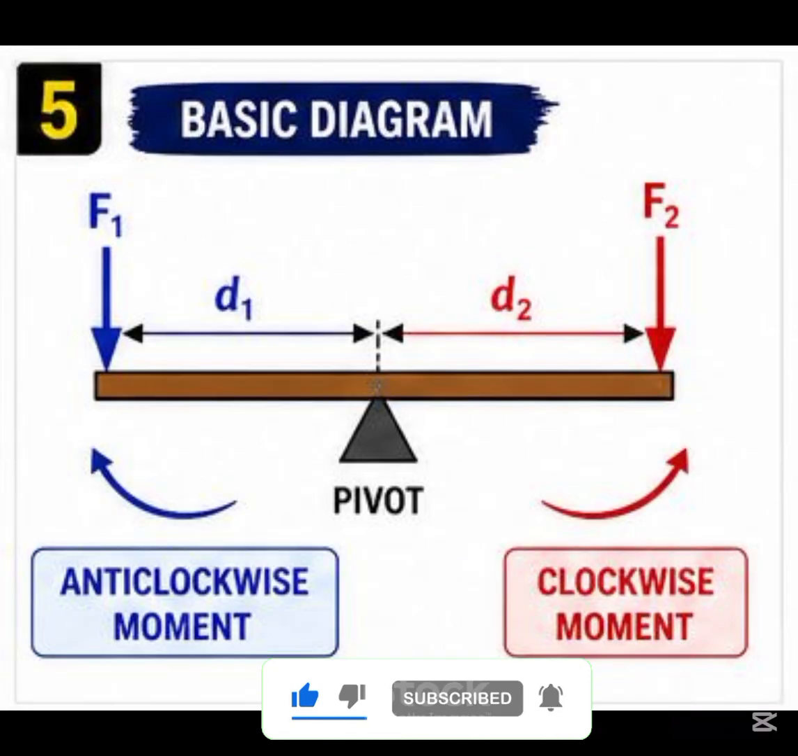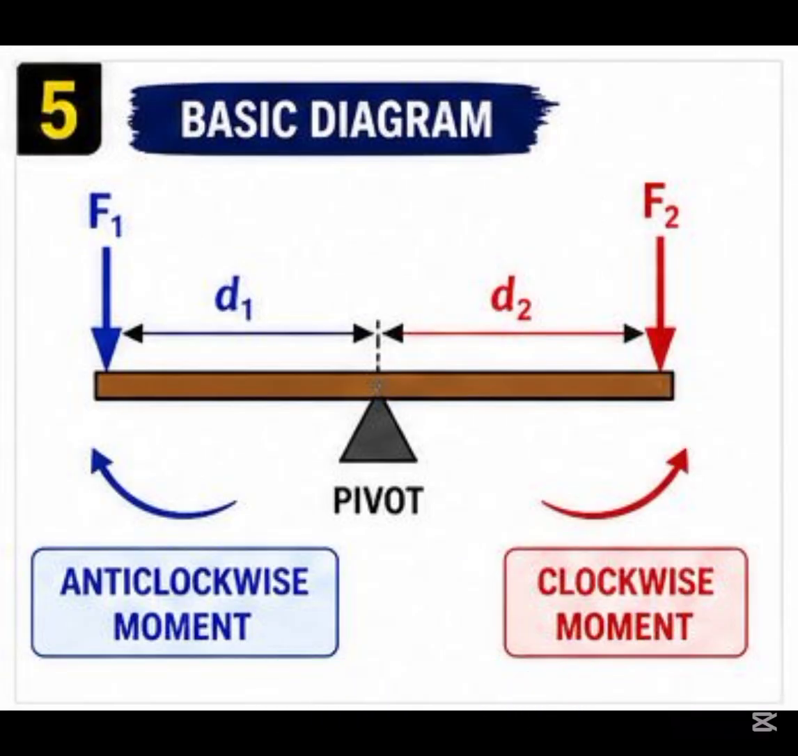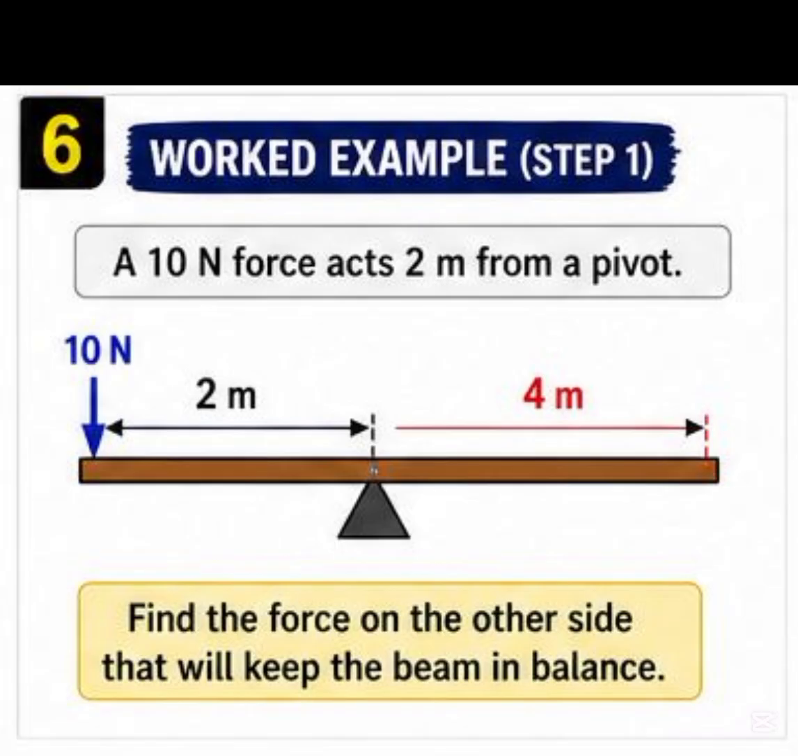We can consider this diagram. We have a pivot, we have perpendicular distance d1 and a force F1, and this one we've chosen as anti-clockwise moments. Then we have d2 and a force F2, which we have considered as clockwise moments. So we have those two acting in opposite directions. Always, these moments operate in opposite directions. So we can consider an example which will help you to understand better.